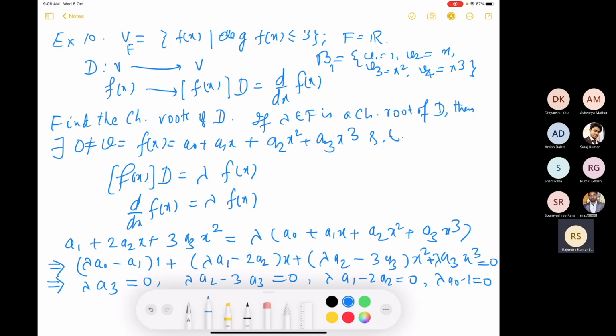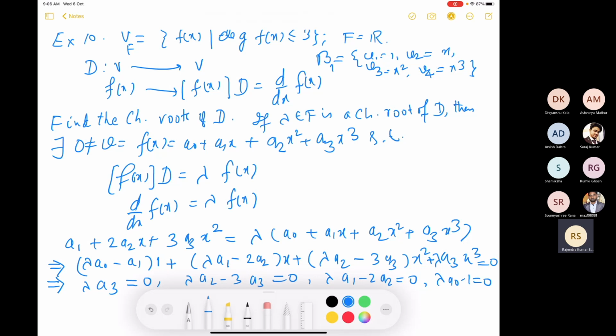So I leave it for you to find out what the eigenvalues of D are. Find these values of lambda. What you are using is that the vector is non-zero, which means not all coefficients a0, a1, a2, a3 are 0 at the same time. And you will enjoy the problem.